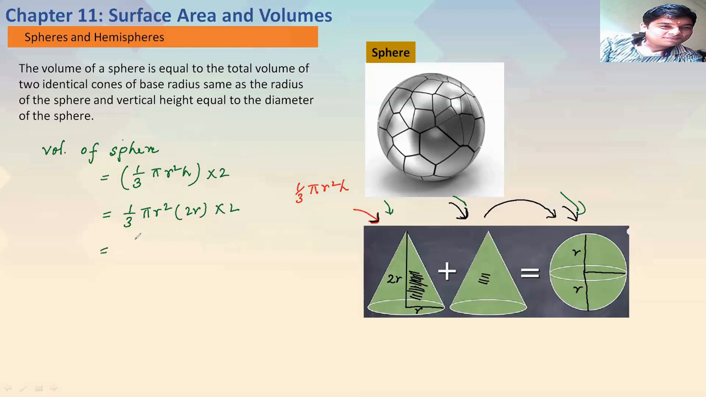So what will be the final answer? Can you tell? 4 by 3 pi r cube. Yes, 4 by 3 pi r cube. Square or cube? Cube, sorry, cube.